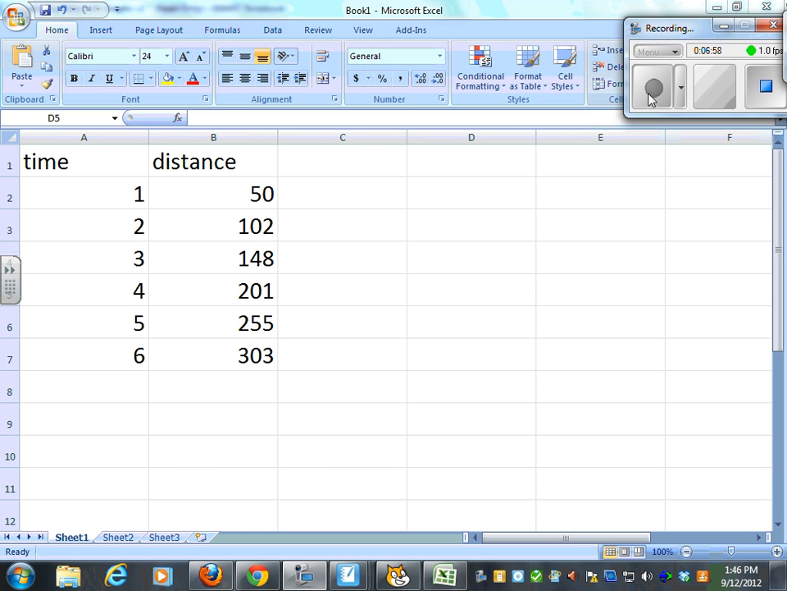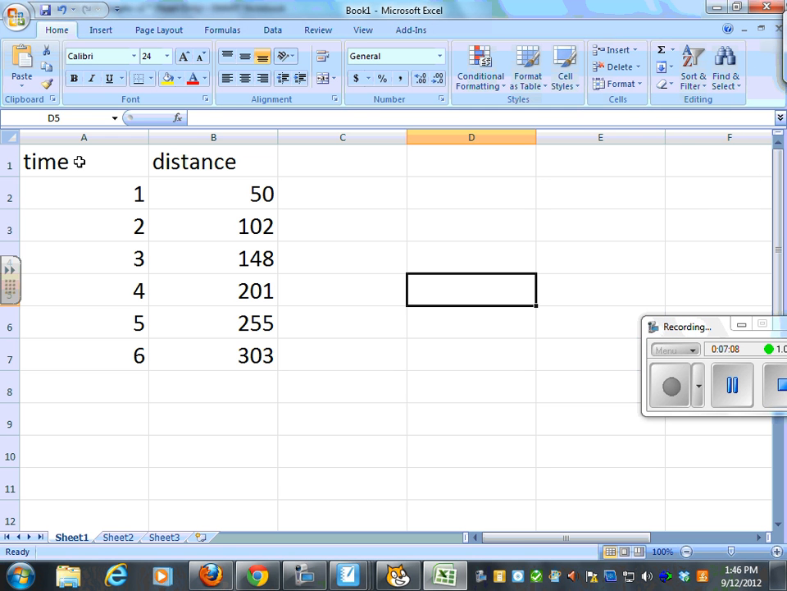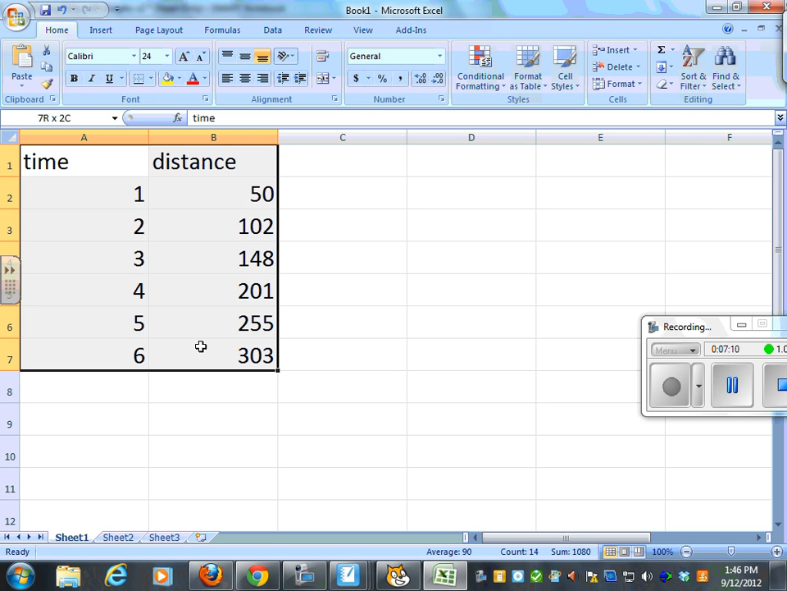Once you've got your data in there to create the graph, this is what you do. Just ignore the instructions that are on there. Those are old. I have to redo them. So what I recommend is clicking here in A1 and highlighting both columns, including the time and the distance.